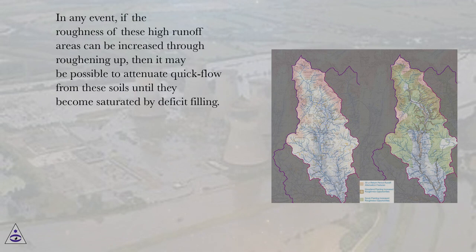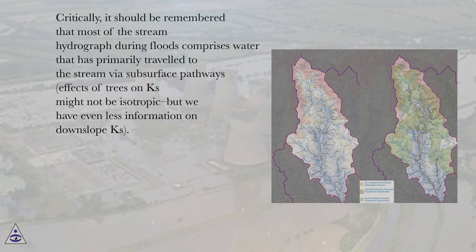In any event, if the roughness of these high runoff areas can be increased through roughening up, then it may be possible to attenuate quick flow from these soils until they become saturated by deficit filling. Critically, it should be remembered that most of the stream hydrograph during floods comprises water that has primarily traveled to the stream via subsurface pathways.